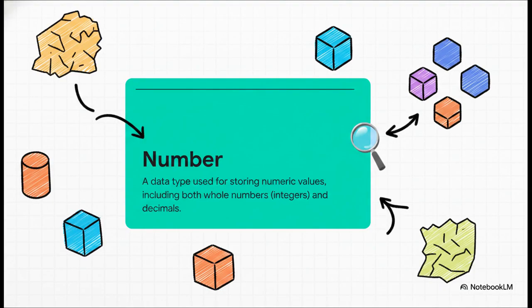Okay, next up, we've got the number data type. This is for, well, numbers. It could be a whole number, like 10, or a decimal, like 3.14. If a string is like that slip of paper, a number is more like a solid, heavy block. It's a totally different kind of thing.